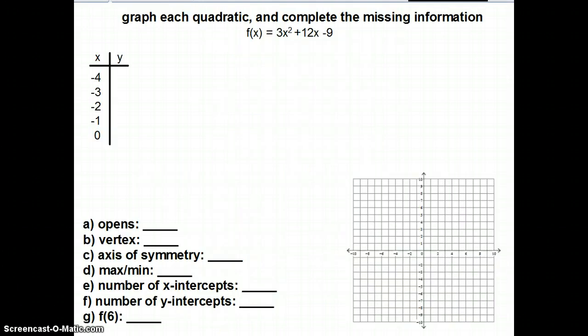Okay, let's do another example. We're going to graph this quadratic and complete the missing information. So we have a chart. We're going to start by plugging in our x values. So we'll start with f of -4 equals 3 times (-4) squared plus 12 times -4 minus 9. So we'll have 3 times 16 minus 48 minus 9. Okay, then we have 48 minus 48 minus 9, which leaves us with -9.